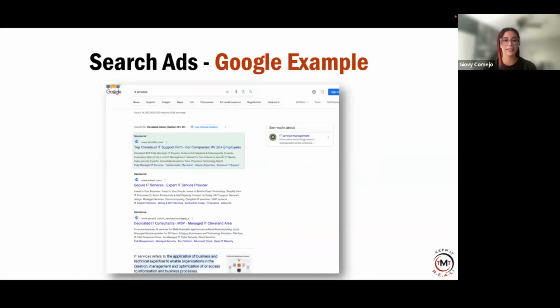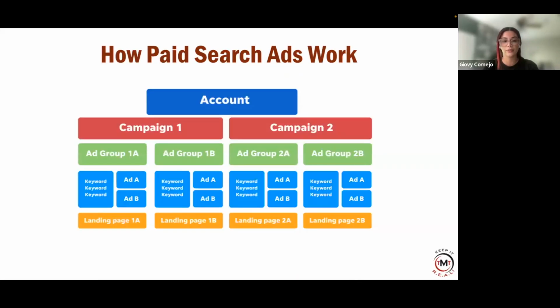But now what we're looking at here is a search result for "IT services." As you can see, this client Cloud9, their ad is appearing on Google in the #1 position. So when somebody went to Google and searched "IT services," Cloud9 is popping up, "top Cleveland IT support firm." And then with really good pre-qualifying language in their headline, saying "for companies with 20+ employees." So that's really just trying to.